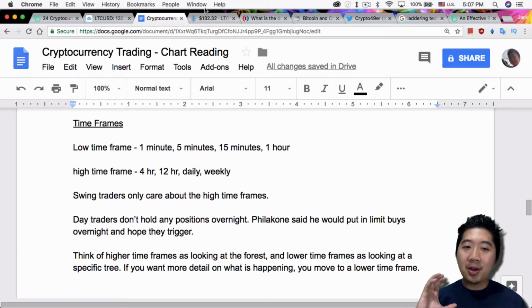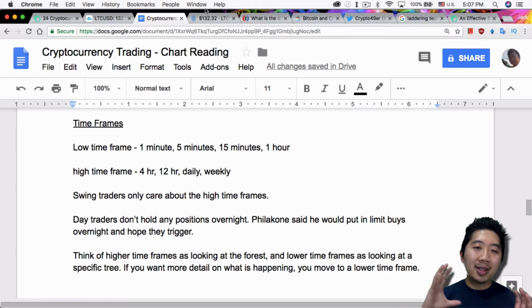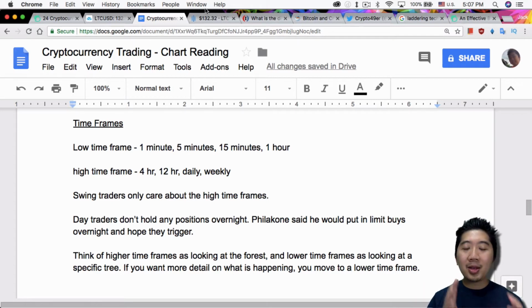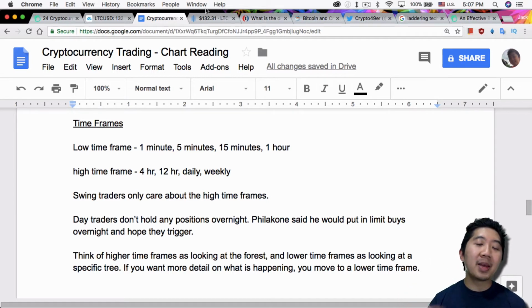The swing traders only care about the higher time frames. They wouldn't be looking at the 1, 5, and 15, but the day traders would definitely be looking at the 1, 5, and 15. And day traders, at least Philicon, since he's a day trader himself, he doesn't hold any overnight positions. But he does put in limit buys and hope they trigger. If he's expecting a coin to drop down to the golden ratio, the 618, then he's going to ladder buys over there, so that hopefully he's going to be able to get those coins at that price range.